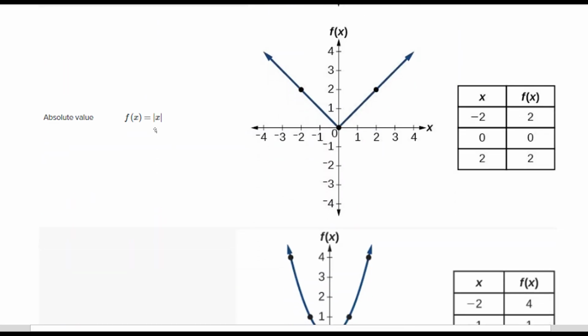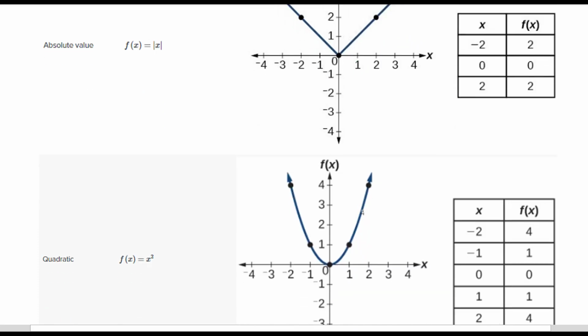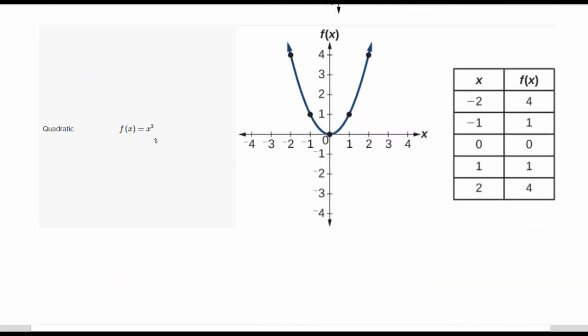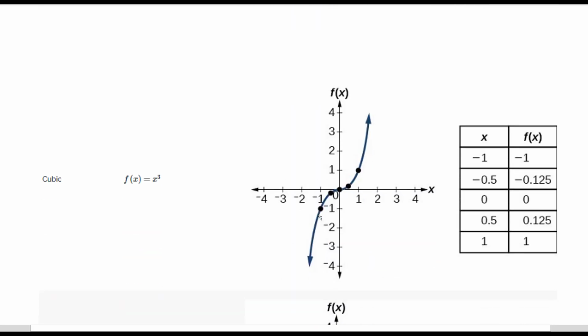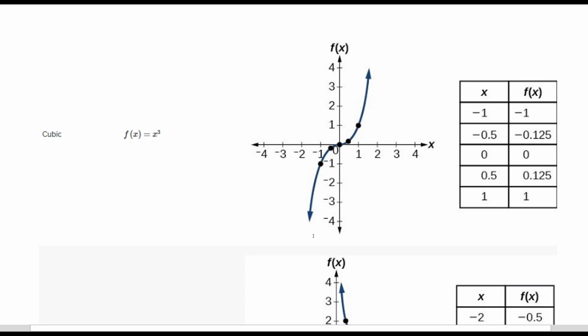F of x equals the absolute value of x. This is the absolute value function. You get this V shape. Why? Because the absolute value takes all those negatives and makes them positive. So instead of it being down here, it's going to be up there. Then we have our f of x equals x squared. This is our parabola, our quadratic. You get that shape there. Then we have f of x equals x cubed. You get this kind of a shape here.